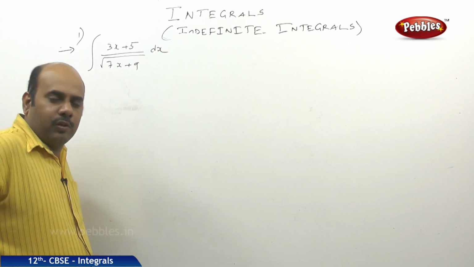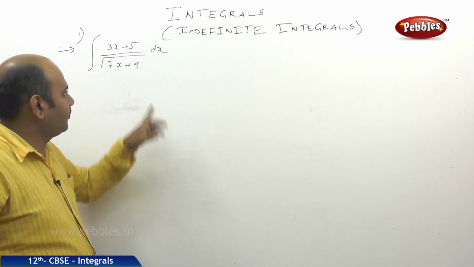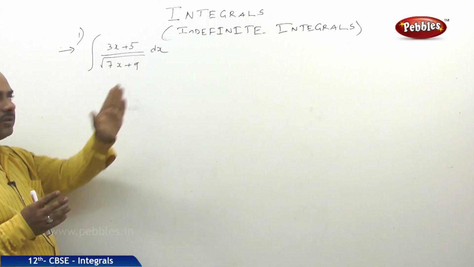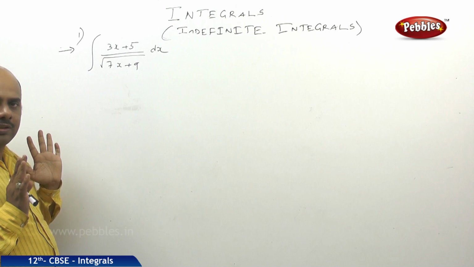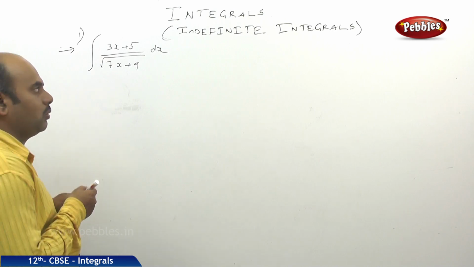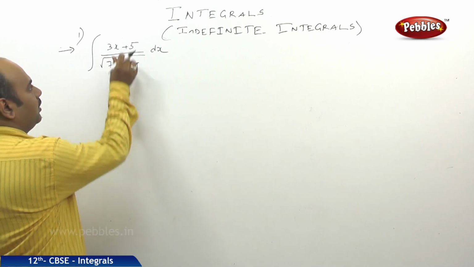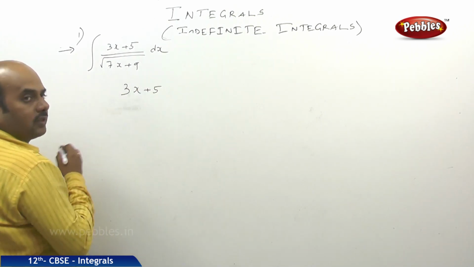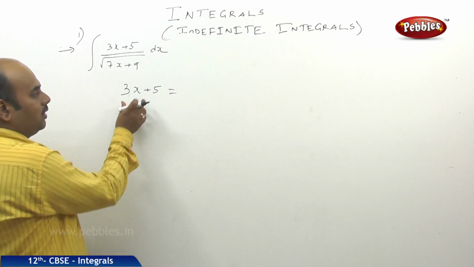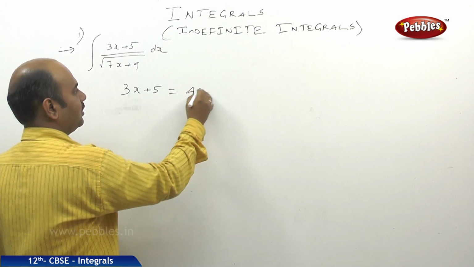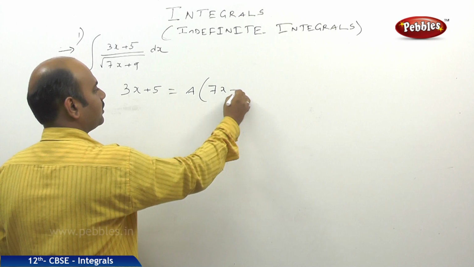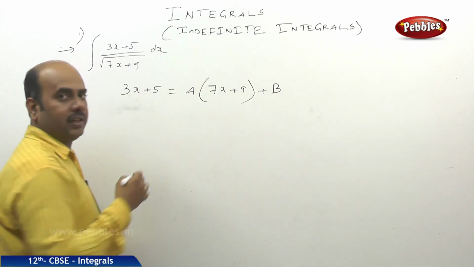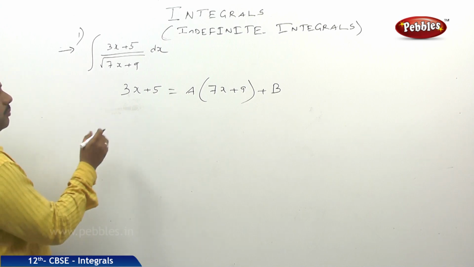Right, this is a very beautiful question. Integral of 3x plus 5 by under root of 7x plus 9 dx. Whenever this kind of problem comes, what you need to do is take the numerator. What is the numerator here? 3x plus 5 is equal to, write that numerator as a into 7x plus 9 plus b. You write a into 7x plus 9 plus b.